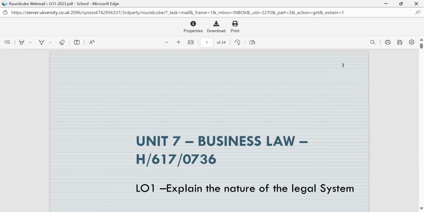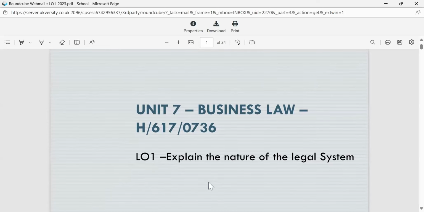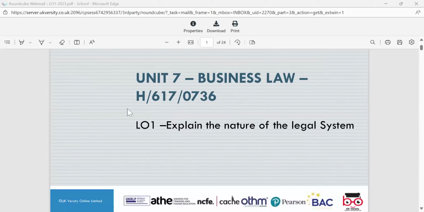So we've got learning outcome 1 there, which is looking at elements of business law. Can you see that? Have I shared that with you? Yes, I can see. Excellent. So learning outcome 1 is an introduction to the law, really, to explain the nature of the UK legal system.